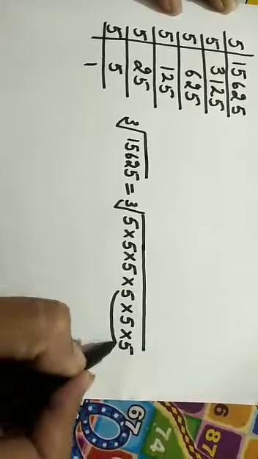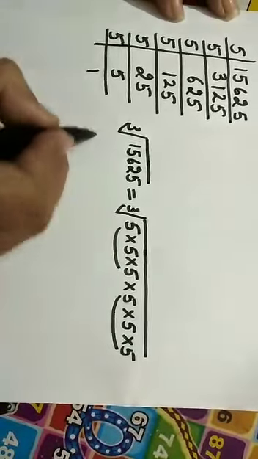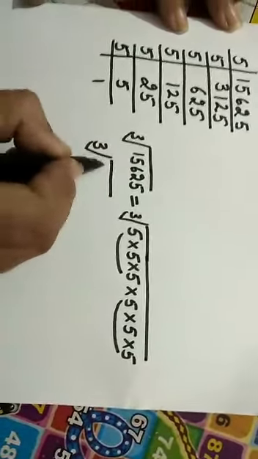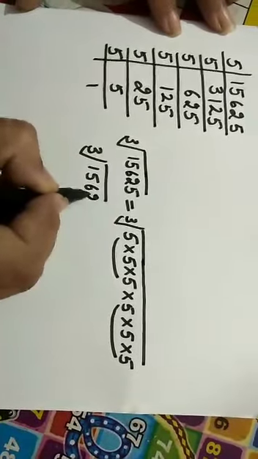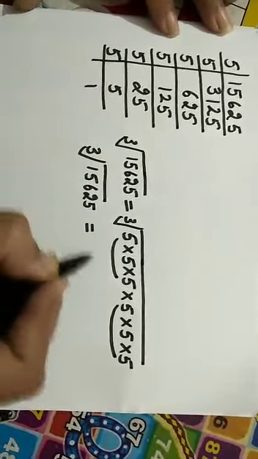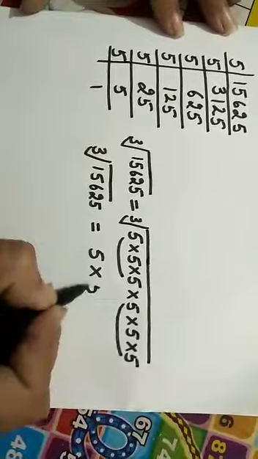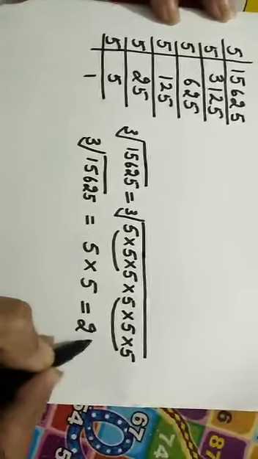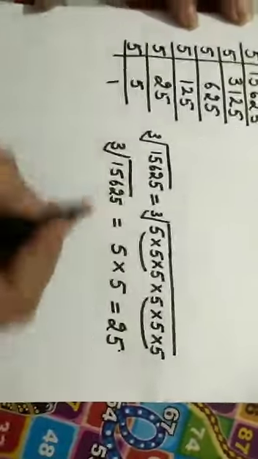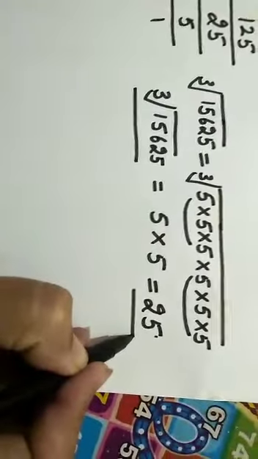Now again groups. The cube root of 15625 is equal to 5 into 5, that is 25. So the cube root of 15625 is 25.